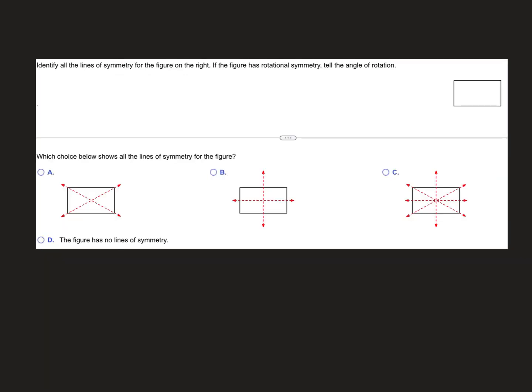Okay, so how many lines of symmetry? So for this one you could use a piece of paper. So take a rectangular piece of paper, which is any loose leaf.